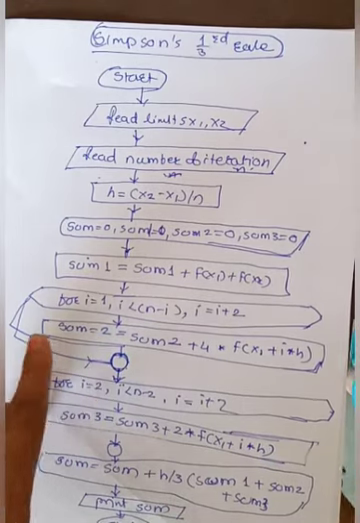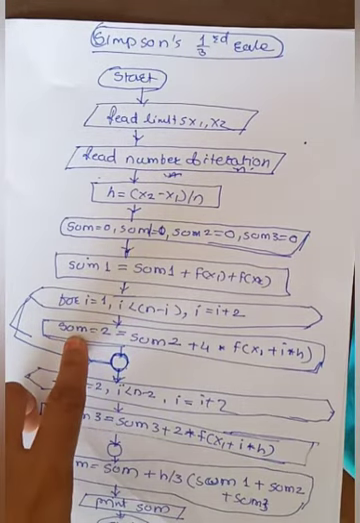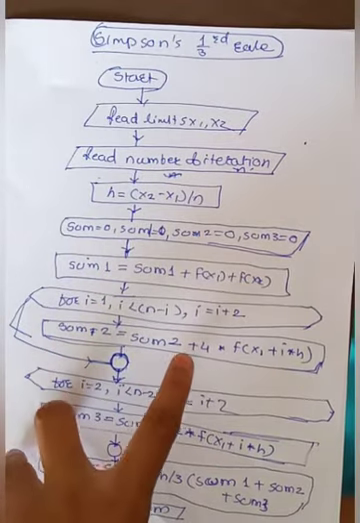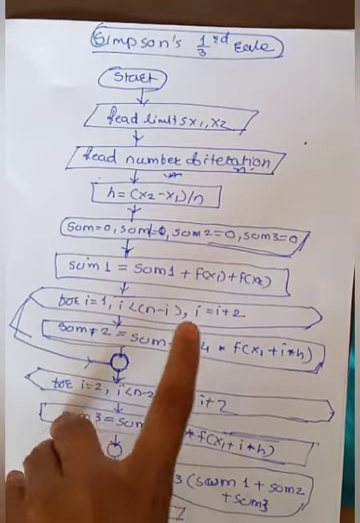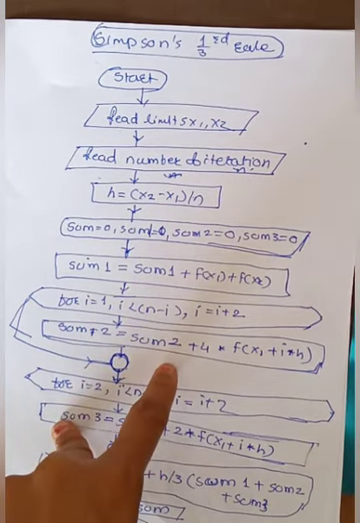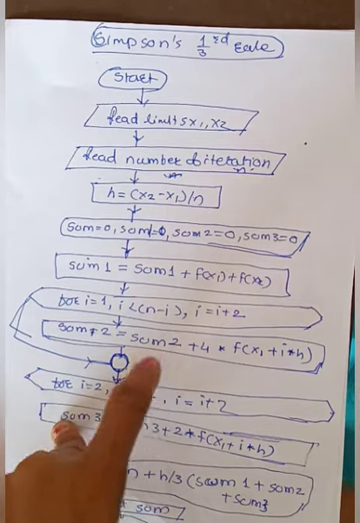Is it? Okay. Now here sum 2 is equal to sum 2 plus 4 into f of x1 plus I into h. This is the term which is included in Simpson's 1/3 rule.